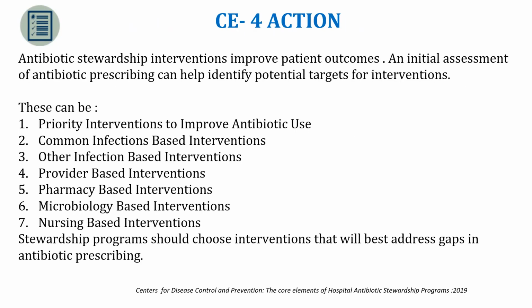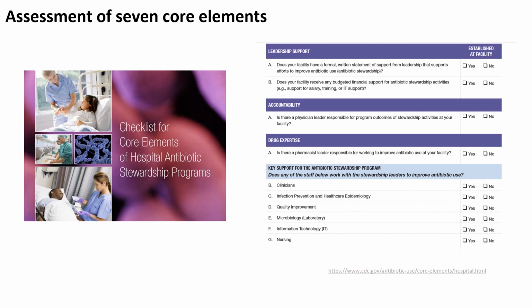What are the actions and stewardship interventions that improve patient outcomes? An initial assessment of antimicrobial prescribing can help identify potential targets for intervention. These can be priority interventions, common infection-based interventions, other infection-based interventions, provider-based interventions, pharmacy-based, microbiology-based, and nursing-based interventions. How do we do the assessment of the 7 core elements? The checklist given by the CDC for core elements of hospital antibiotic stewardship programs includes leadership support, accountability, and drug expertise.